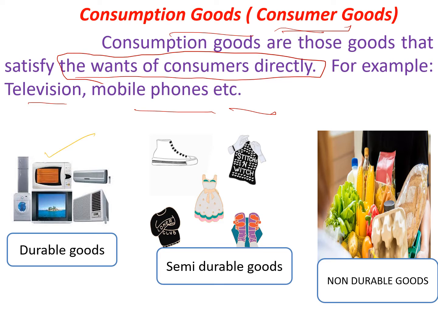Durable goods have a long period of use. Semi-durable goods have a short period of use. Non-durable goods have a very short period of use. For example, perishable goods are non-durable goods.